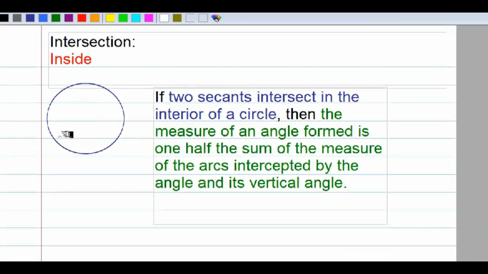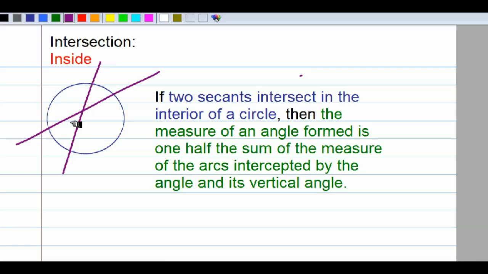Let's draw the picture and then we'll see the relationship. Two secants intersect inside the circle. Okay? Intersect inside. What's formed? The measure of an angle formed, let's say this angle right here, is 1/2 the sum of the measures of the arcs intercepted by the angle. So here is one arc that is intercepted by that angle, and its vertical angle. Well, its vertical angle is here, so this arc is this one.